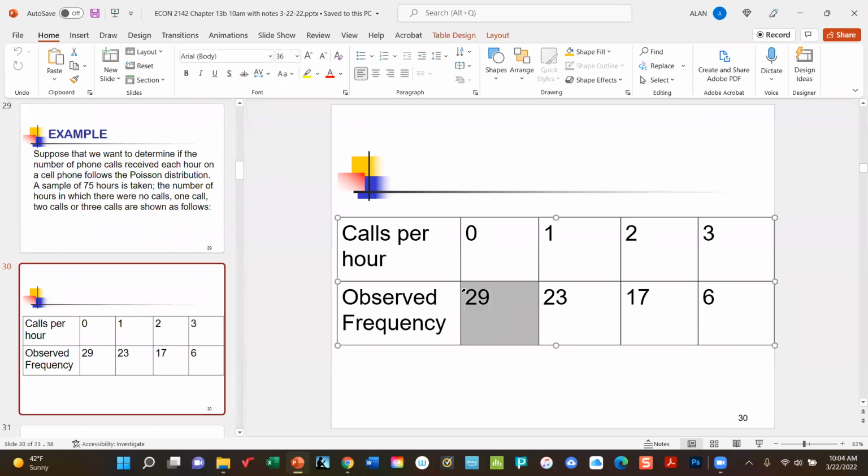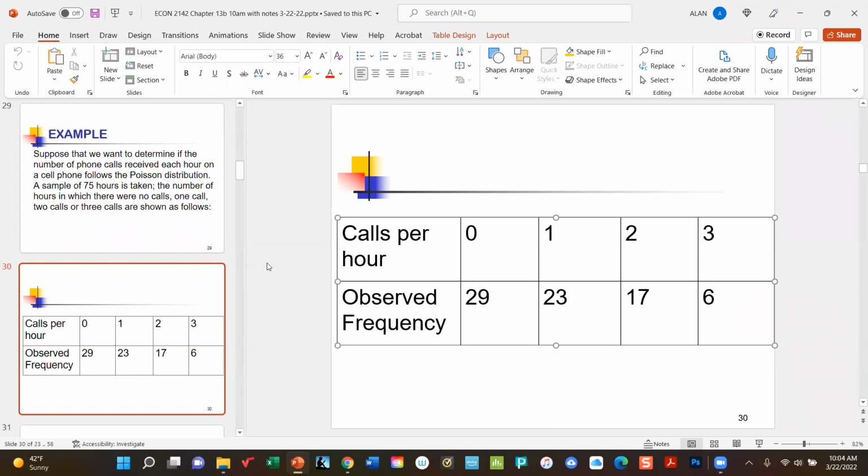We had 29 hours with no phone calls, 23 hours with 1, 17 with 2, and 6 with 3. The question is, does this data follow the Poisson distribution? All right, well, it's a good question. It might be Poisson and it might not be. It's hard to say just by looking at it.